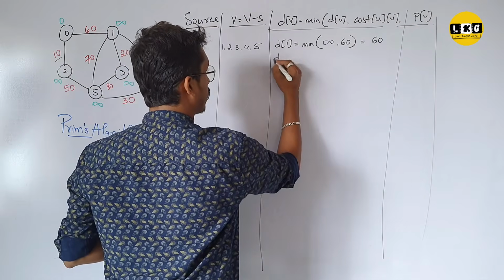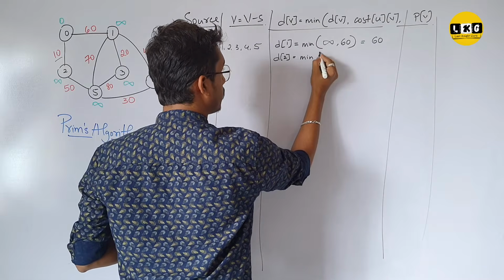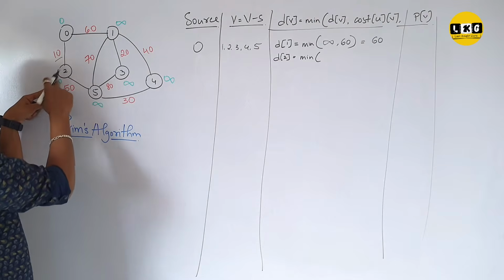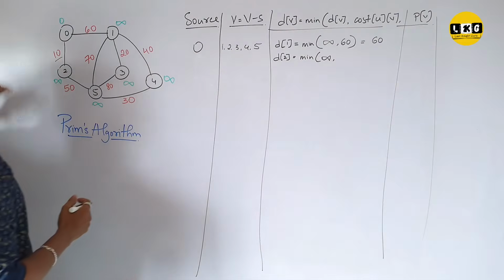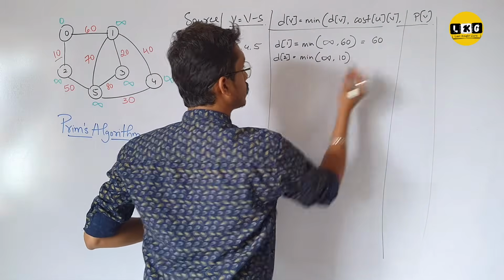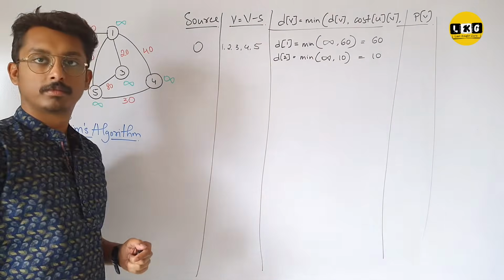Now, for d of 2, correct? For d of 2, minimum of, what is the cost of d of 2? Cost of d of 2 is infinity, which is marked in green marker, right? Then, what is the cost from 0 to 2? 0 to 2, the cost is 10. So, minimum of infinity and 10, it is 10, correct?